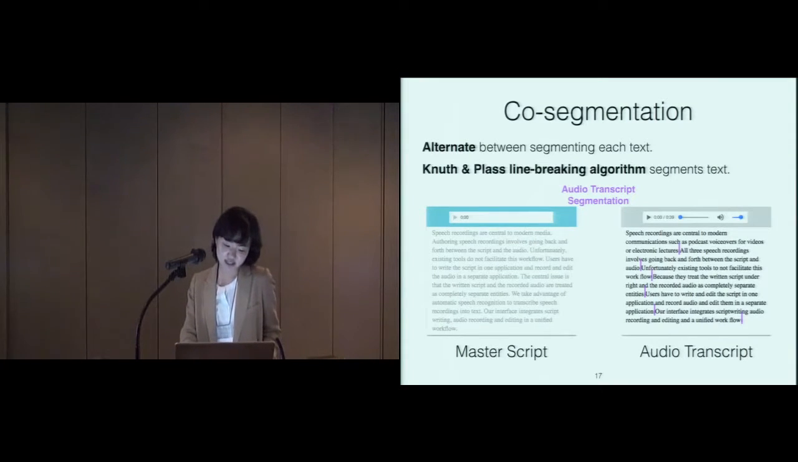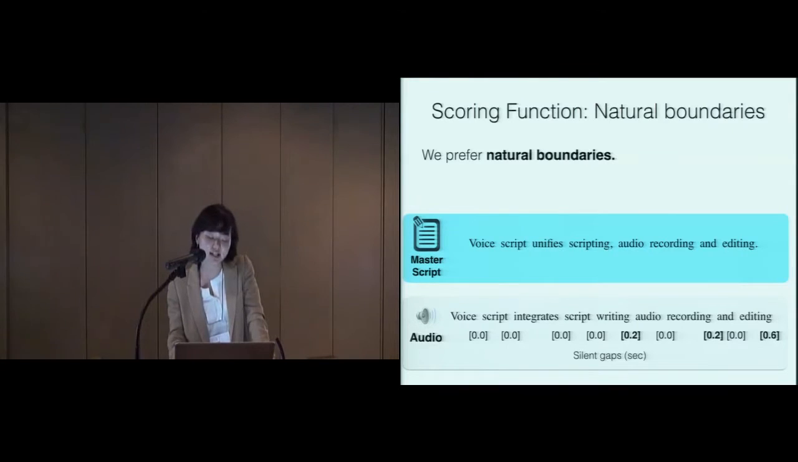To segment each text, we use a variant of the classical line breaking algorithm. This algorithm requires a scoring function that tells how good a candidate segmentation is. So let me elaborate on this scoring function. For our purpose, there are 3 different conditions that make a good segment.